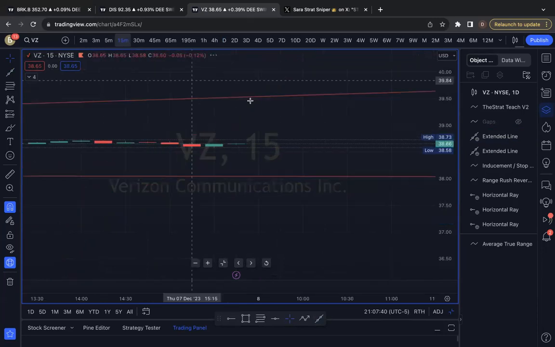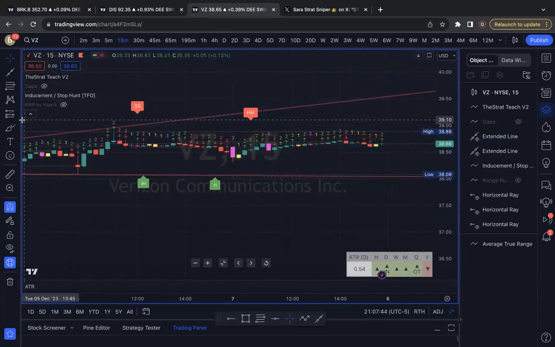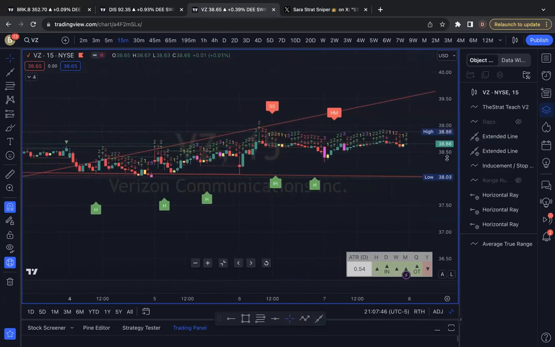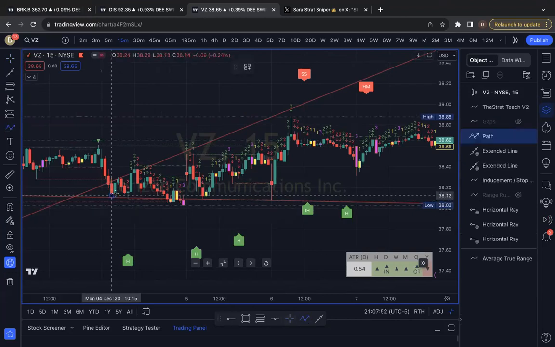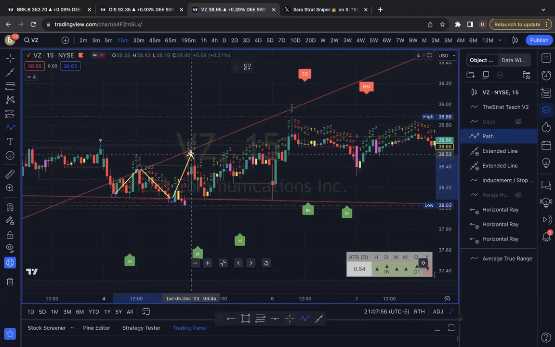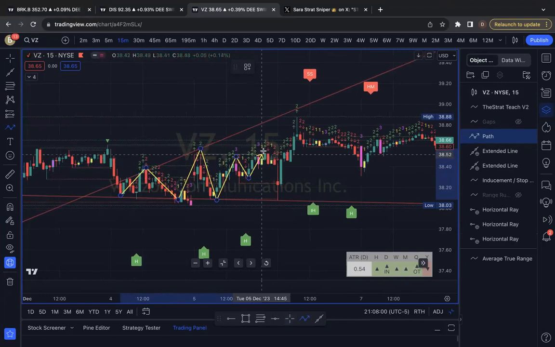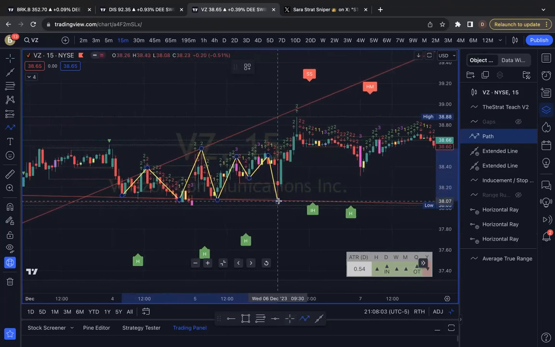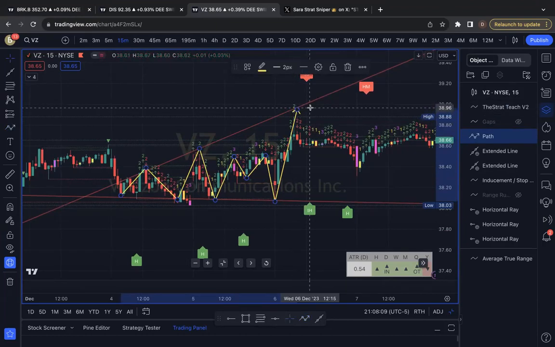So if we were to go to a 5-minute, and let me turn that off, you will see that playing out. You see how we start here. We hit the top of the broadening formation, reverse to the bottom, hit the top again, reverse to the bottom, play around a little bit, hit the bottom of the broadening formation, and go back up to the top. You guys get that? You see how that's playing out?